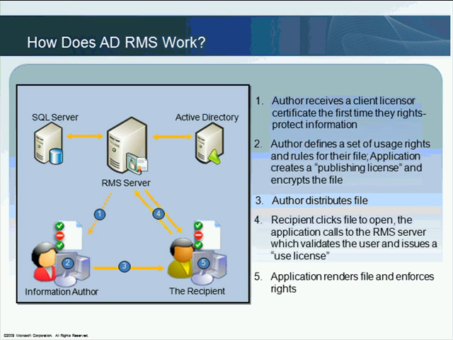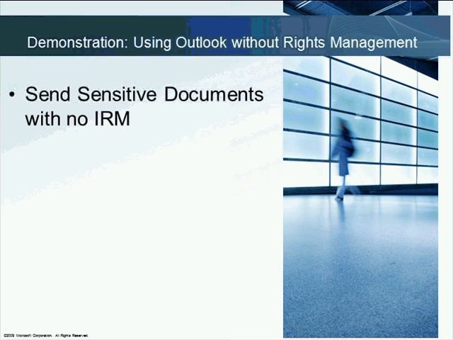Then the author distributes the file, that is, he sends the particular message. The recipient then clicks on the file to open the protected mail, and the application calls the RMS server, which validates the user and issues a user license. So depending upon whether that user is authenticated and eligible to read that particular mail, which is cross-checked in real time with the help of the Active Directory Rights Management server. And once the user gets a particular user license, the application renders the file and enforces the rights, and they can use the particular sensitive information.